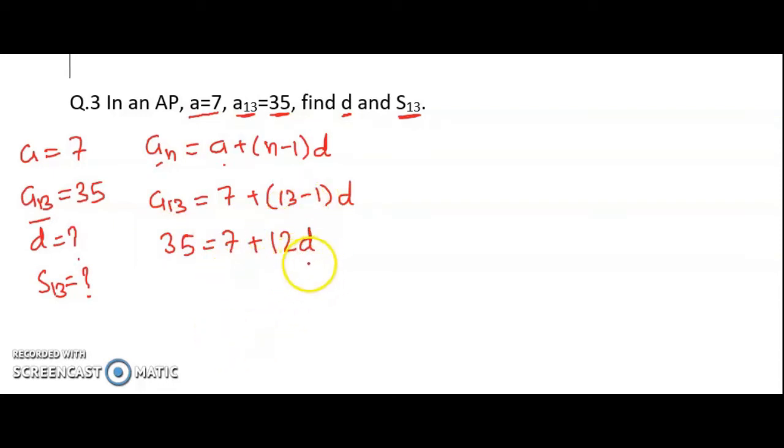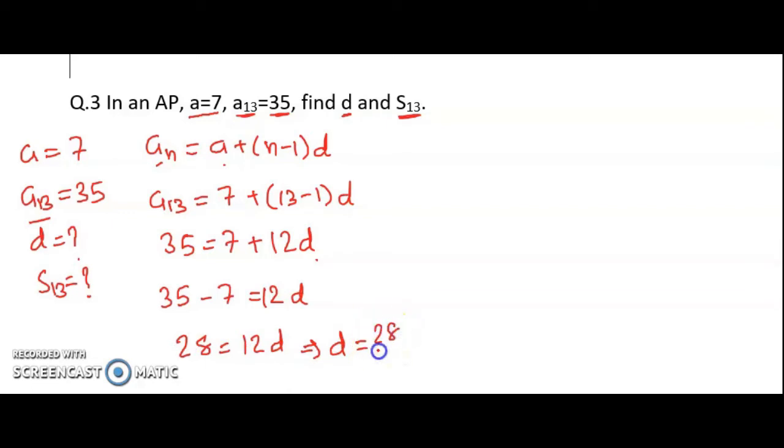So from this equation we can find out the value of d. 35, this 7 will move to this side. So we get 35 minus 7 equal to 12d. 35 minus 7, that is 28, equal to 12d. Or we can say d equal to 28 divided by 12. So if you cancel out, we will get 7 4s and 3 4s. So we get d equal to 7 divided by 3. So we get the answer of the first question, d equal to 7 by 3.